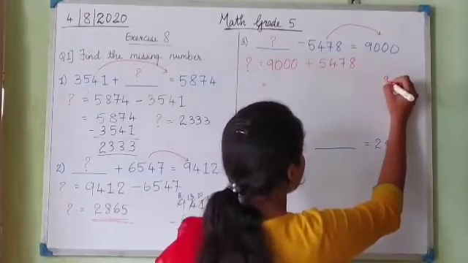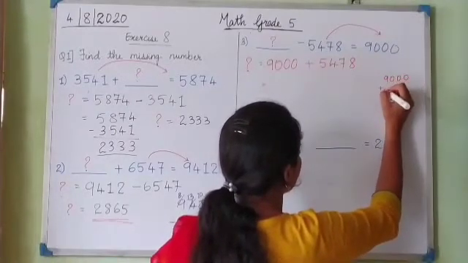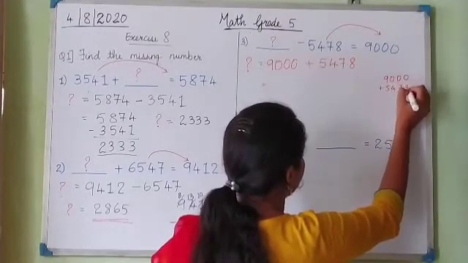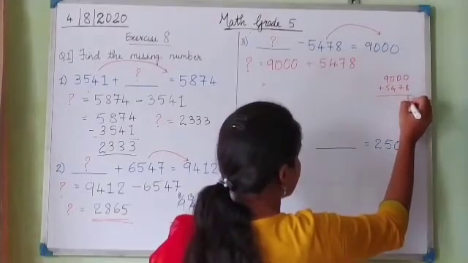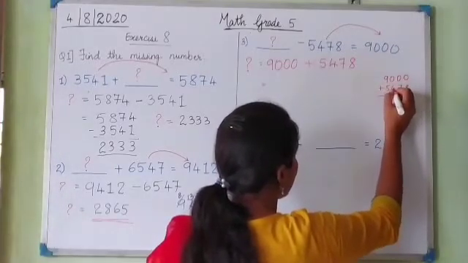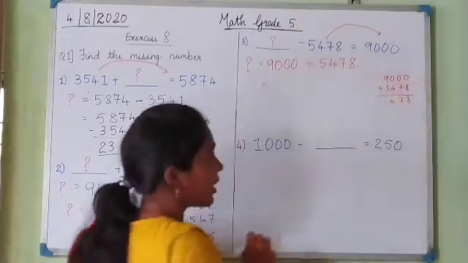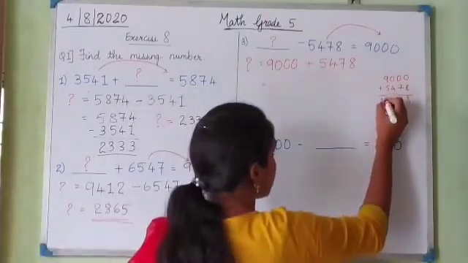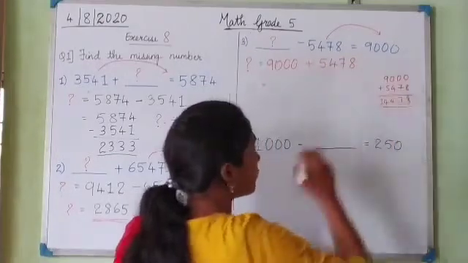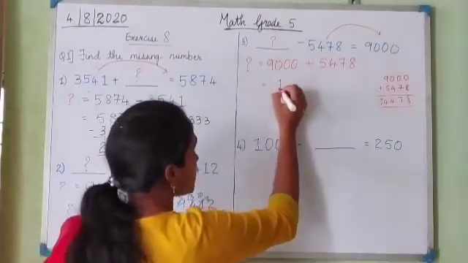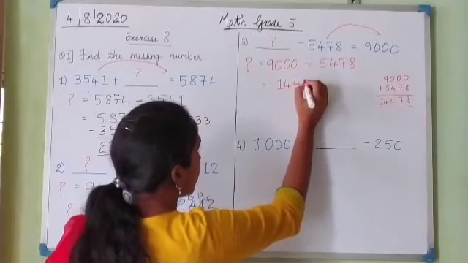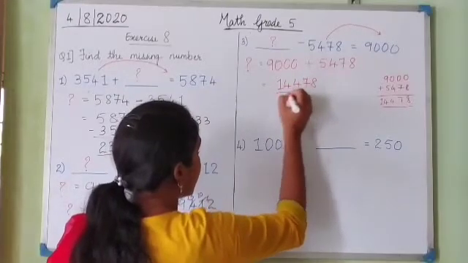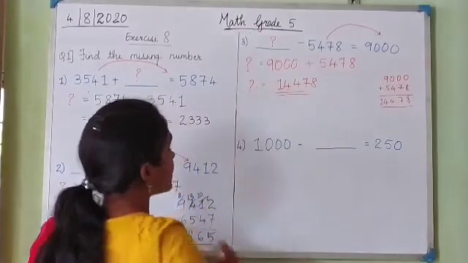So let's add here 9,000 plus 5,478. 0 plus 8 is 8, 0 plus 7 is 7, 0 plus 4 is 4, and 9 plus 5 is how much? 10, 11, 12, 13, 14. So this is 14,478. So the answer is 14,478. So this is the missing number.